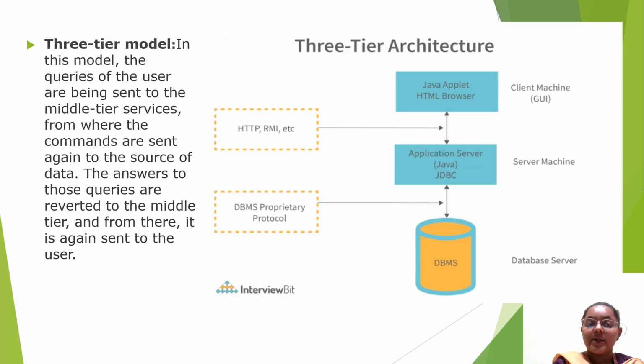Three-tier model. In this model, the queries of the user are sent to the middle tier services, from where the commands are sent again to the source of data. The answers to those queries are retrieved to the middle tier, and from there they are again sent to the user.